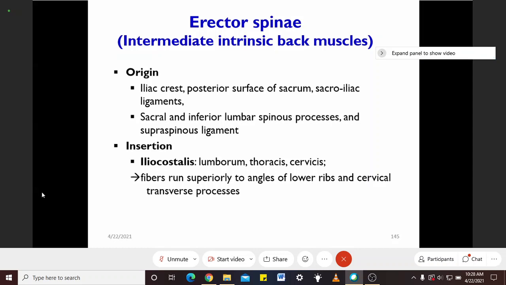For instance, the iliocostalis has 3 muscles: iliocostalis lumborum, iliocostalis thoracis, and iliocostalis cervicis. And their fibers run superiorly to the angles of the lower ribs and the cervical transverse processes.